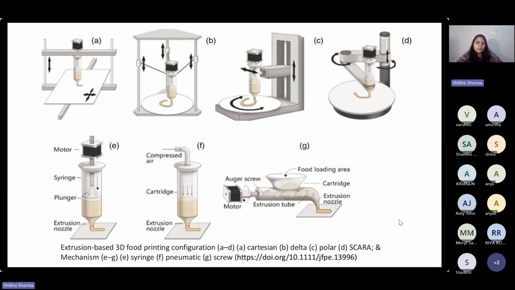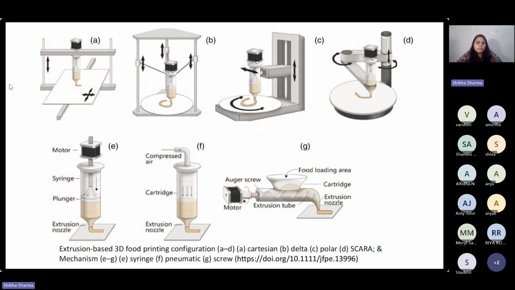Here are some 3D printers. These are extrusion-based 3D food printer figures. First is the Cartesian, and second is the delta. This is the polar. This is the SCARA. This is the syringe type, I guess. This is the pneumatic, and this is the extrusion-based. So these are different 3D printing models.